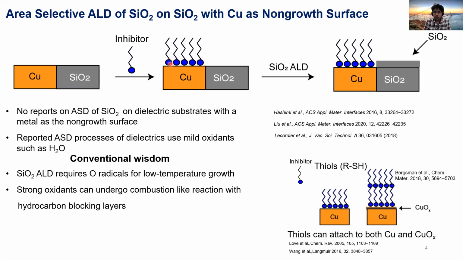The inhibitor molecules on copper are usually thiol molecules, where it's a hydrocarbon chain attached to a sulfur head group. Thiols can attach to both copper as well as copper oxide, but in the case of copper oxide, they reduce the oxide to a metallic state and stack as multi-layers.